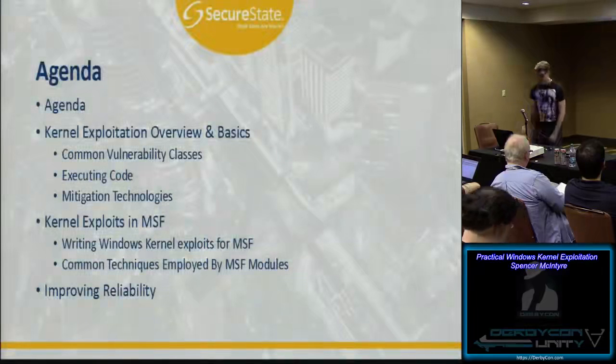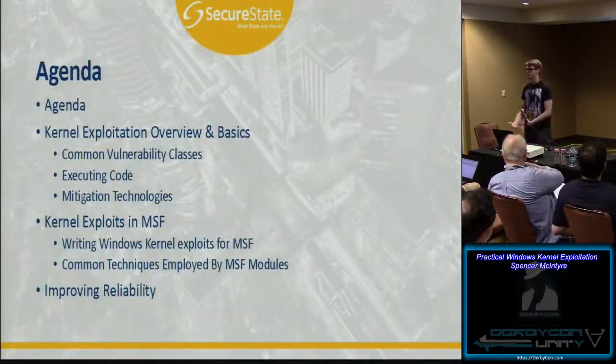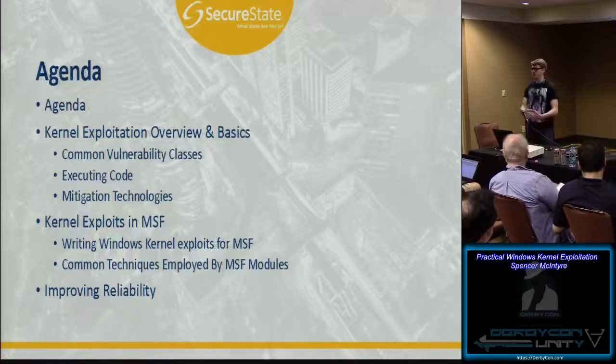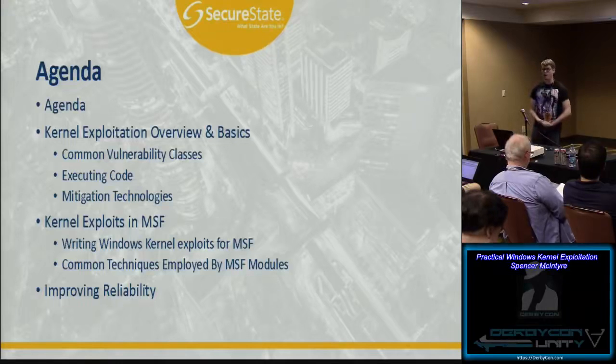All right, so this is the agenda. We're going to go over kernel exploitation basics real quick. We're going to cover some of the common vulnerability classes, the types of things that we see. And then we're going to dive into what those classes mean to us when it comes to reliability and the types of tricks that we can use. How do we take that vulnerability and use it to get code execution, which is what we're always after, right? So we're going to talk about executing code, and then we're going to hit on mitigation technologies.